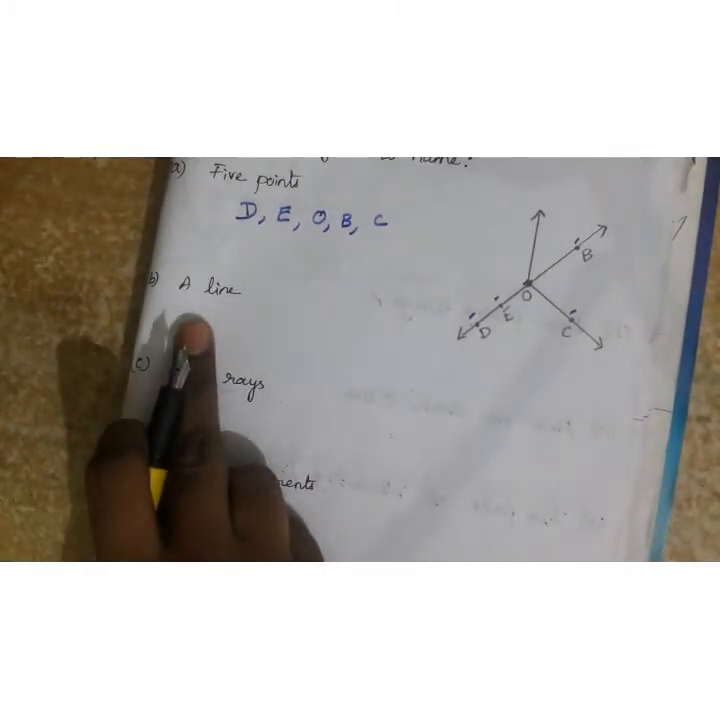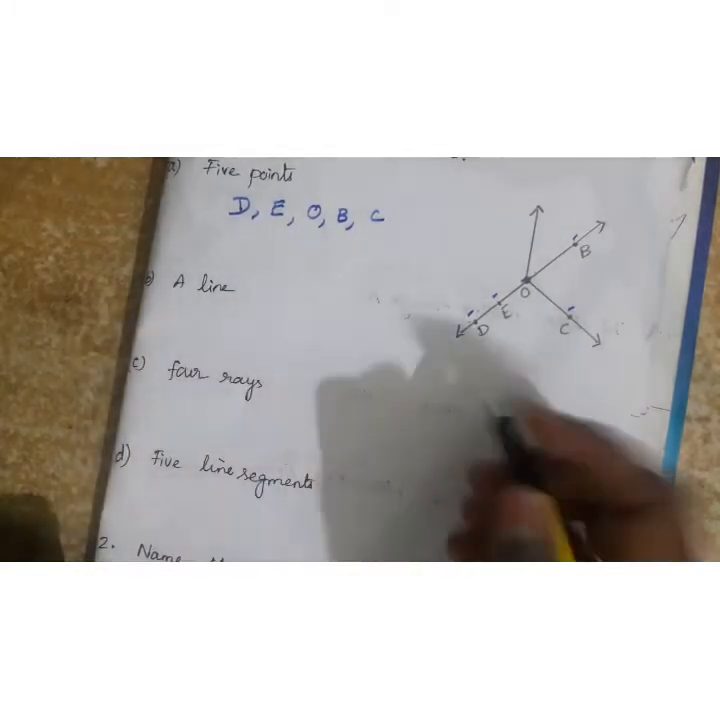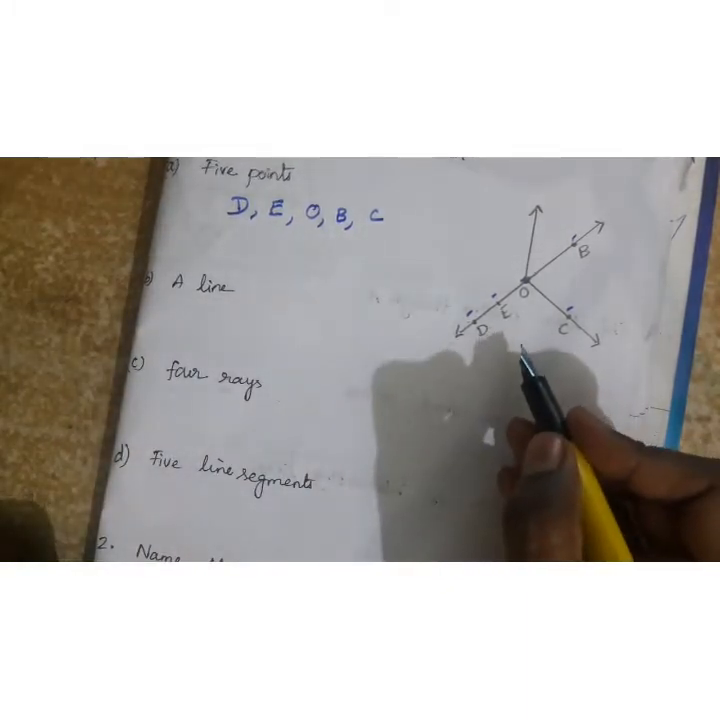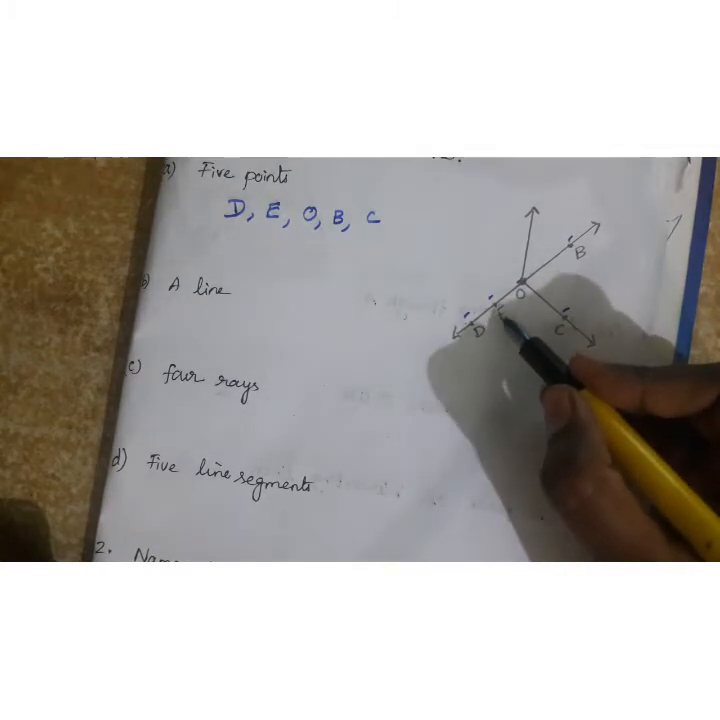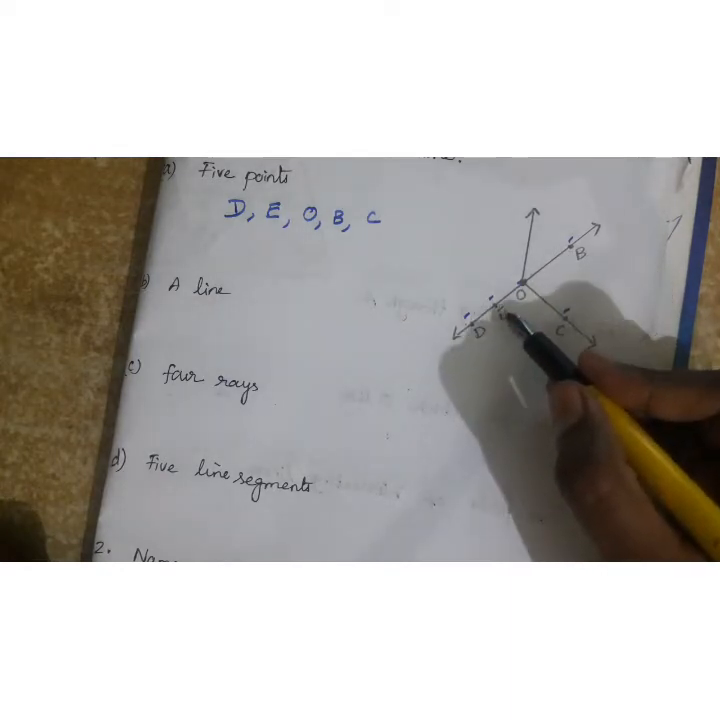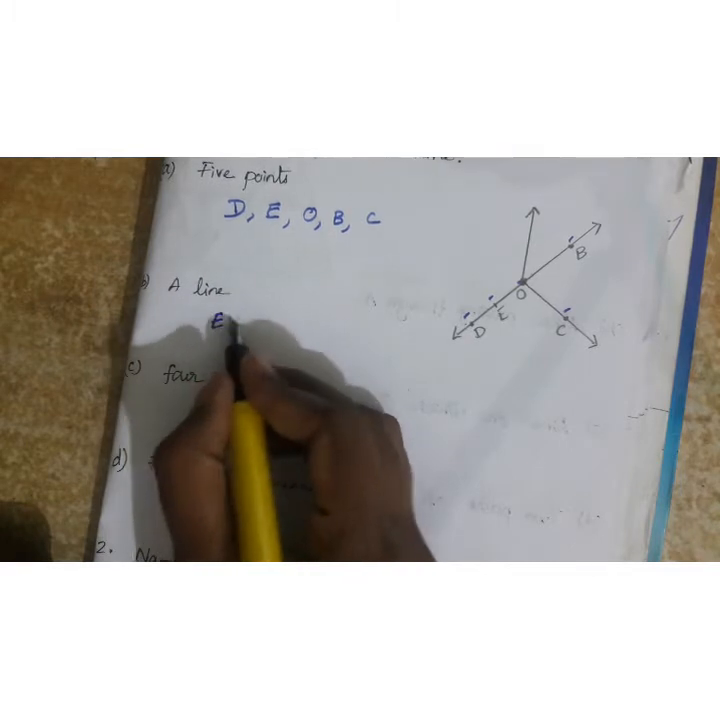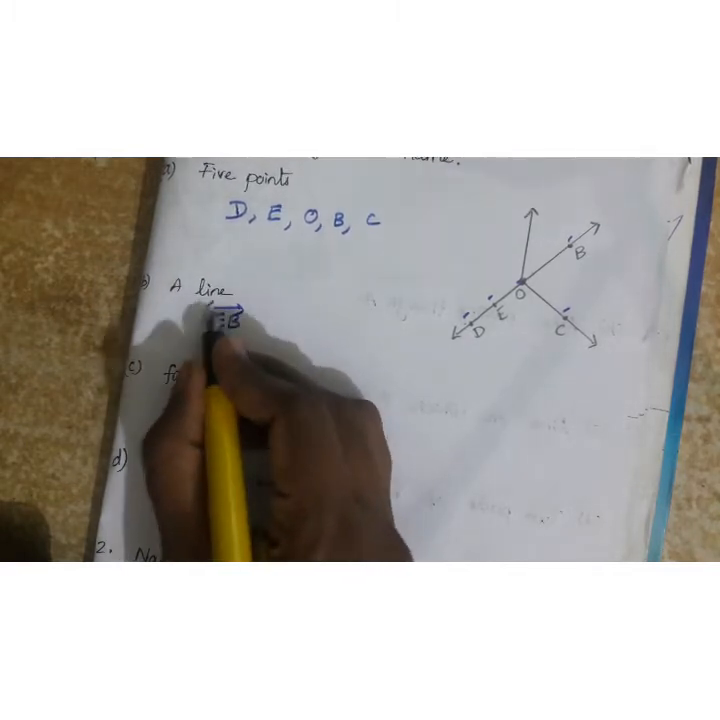B part: a line. A line extends indefinitely in both directions. So, we have to find one line. EB is a line.